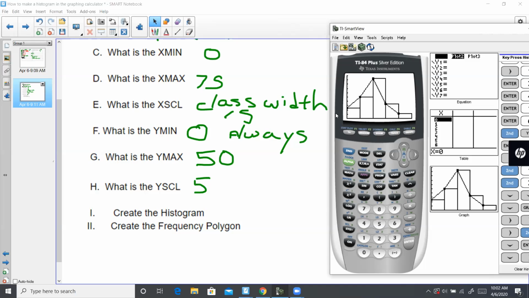Okay, so that concludes learning how to put a histogram in our calculator. You will do a homework out of the book. It will ask you to create one histogram on your calculator. Make sure you take a screenshot of that and send that to me. And then following that, we'll take a quiz on creating a histogram in your graphing calculator. If you have any questions, reach out to me through Google Classroom, and I'll be happy to help you out.